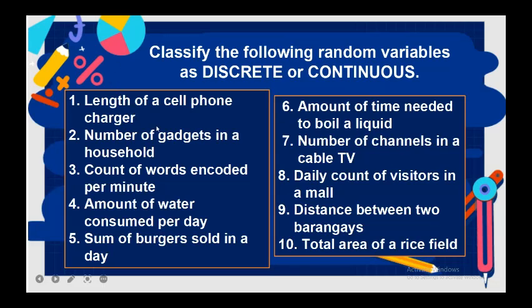Okay, let me read first the number 1 statement. Number 1, length of a cell phone charger. Is it discrete or continuous? Number 2, number of gadgets in a household. Number 3, count of words encoded per minute. Number 4, amount of water consumed per day. Number 5, sum of burgers sold in a day.